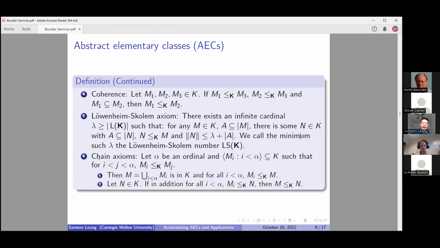And number 6 is the chain axioms, which basically means that the models in AECs are closed under increasing chains. So these are the axioms of AECs. And if you want to know which axioms we actually care about in our proof, it will be number 4 and number 5.